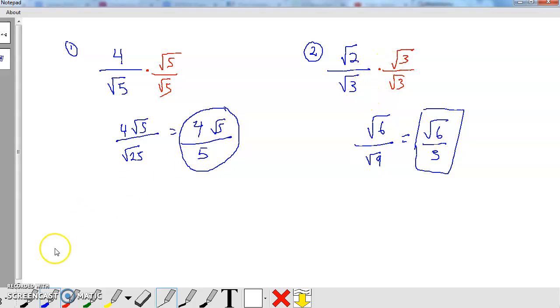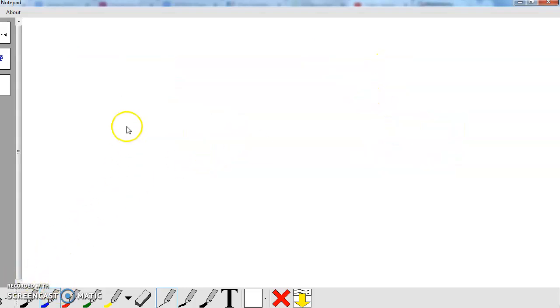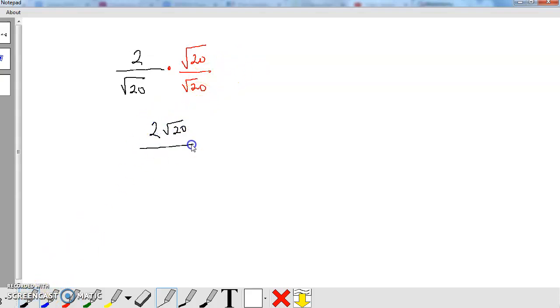Now, what happens if we get something that possibly looks like this? So if I say 2 over root 20, the first thing that you would do is multiply root 20 onto the top and on the bottom. And so if I did that, I'm going to get 2 root 20. And then 20 times 20, we know it's just going to be the square root of 20 times the square root of 20, which is just going to give us 20 all together.